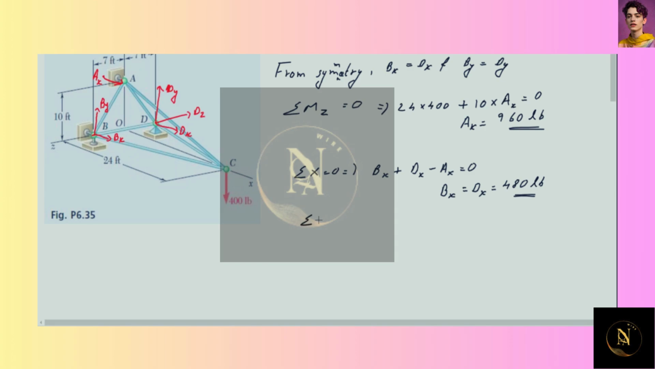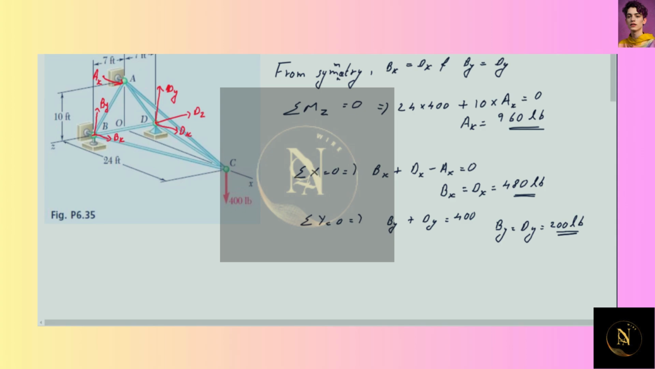Now summation along y equal to 0 gives you BY plus DY equal to this 400 lb, and we know from symmetry BY equal to DY, so 2 DY equal to 400, that means BY equal to DY equal to 200 lb. Now we got the reactions.